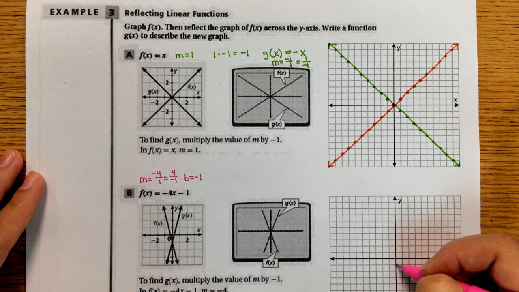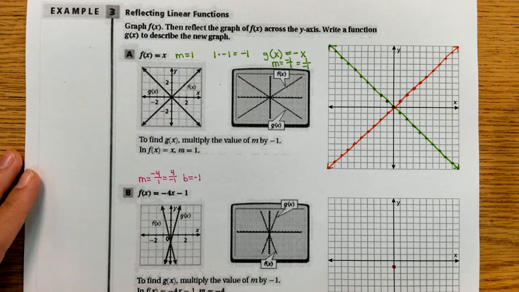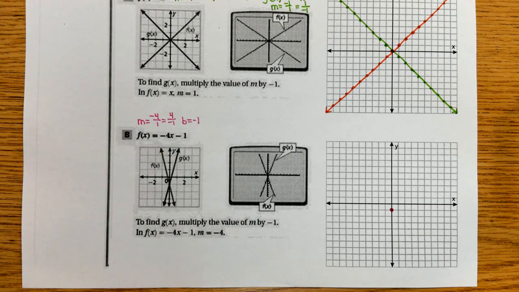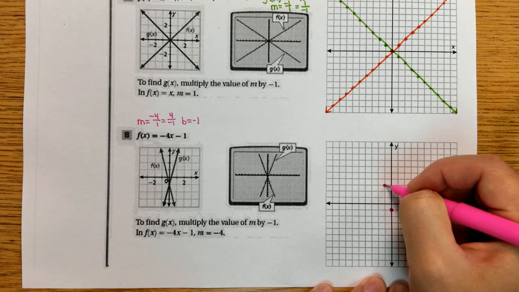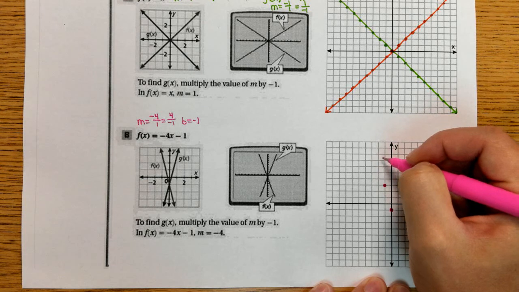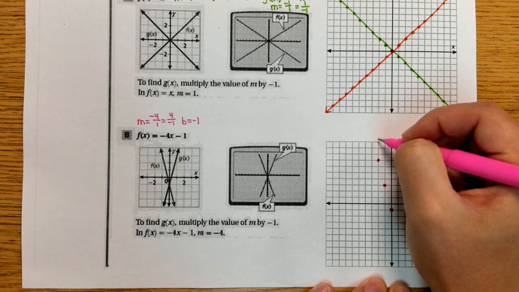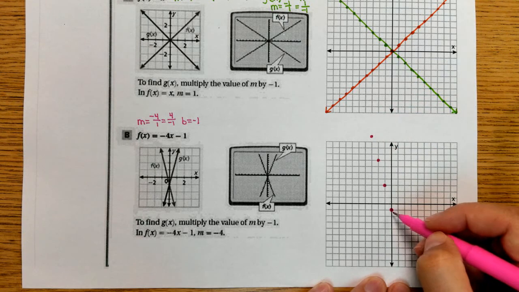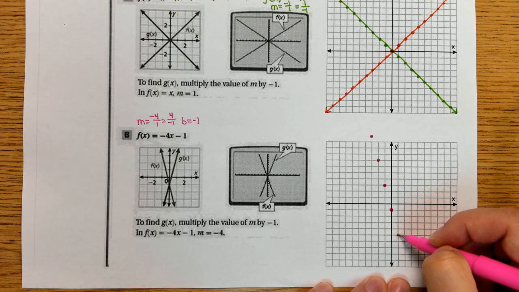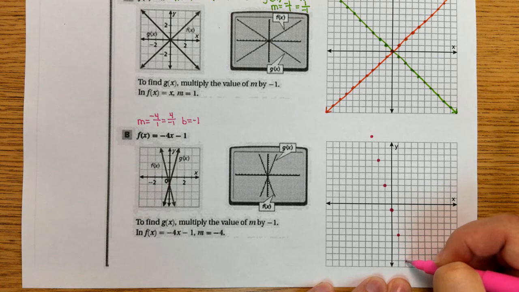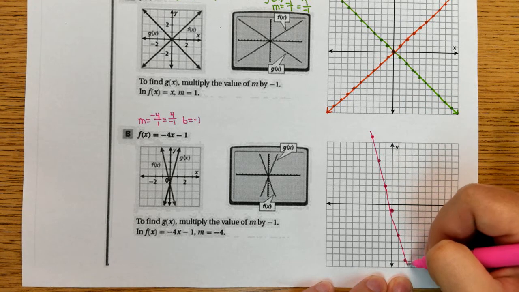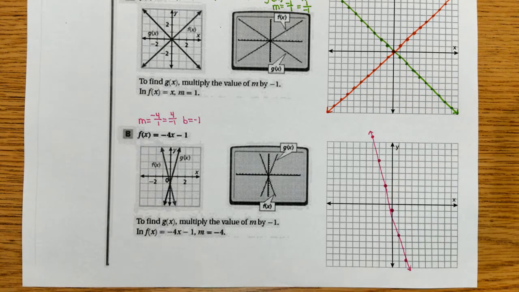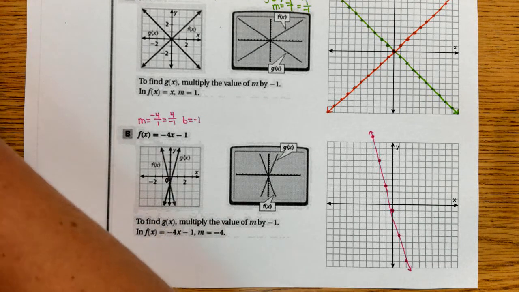So I'm going to go down 1 to plot my y-intercept. Let me scoot that up a little bit so you can see it better. And then I'm going to use my slope to form the rest of my graph. I'm going to go up 4, left 1, up 4, left 1, up 4, left 1. And then I'm going to go down 4, right 1, down 4, right 1. Then I'll connect my dots to form a straight line, or try to form a straight line without a straight edge right now.